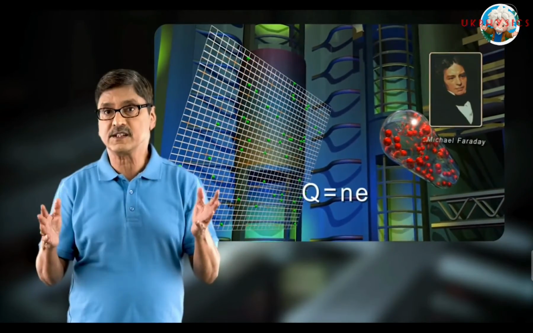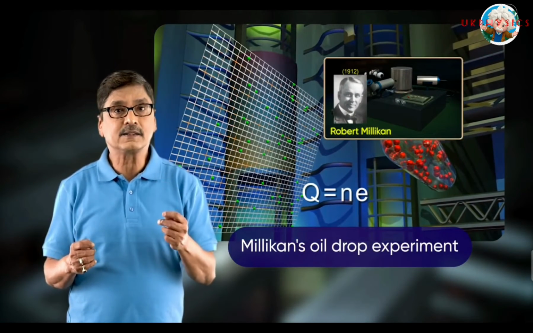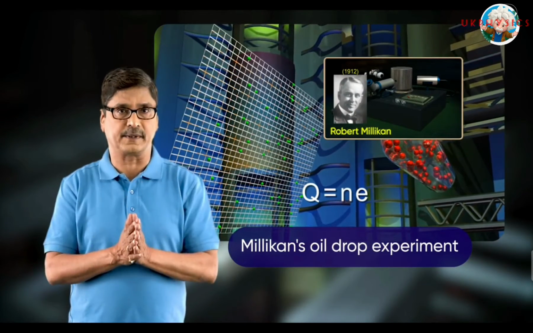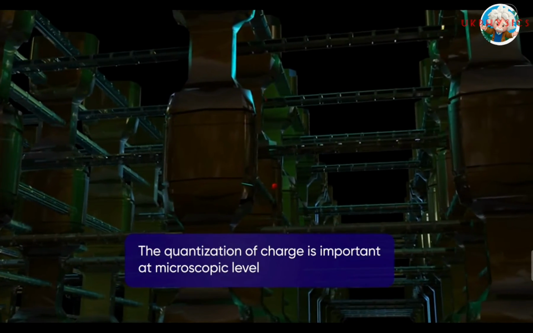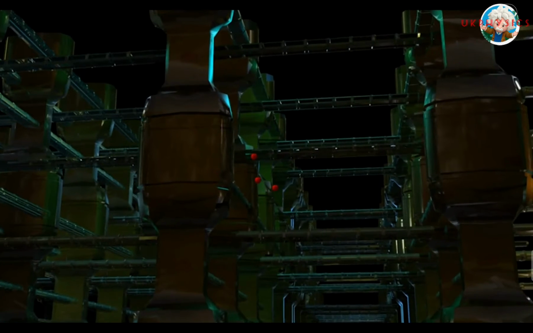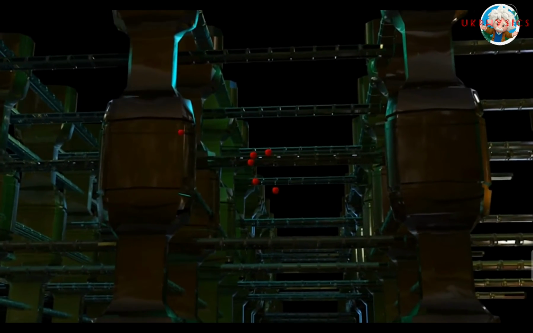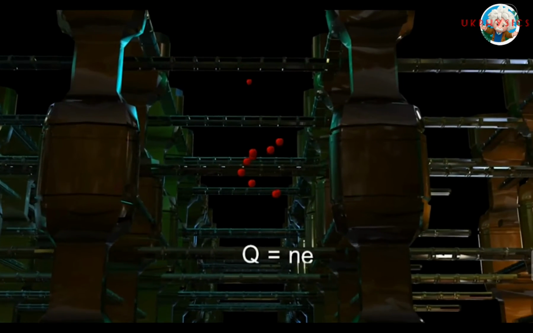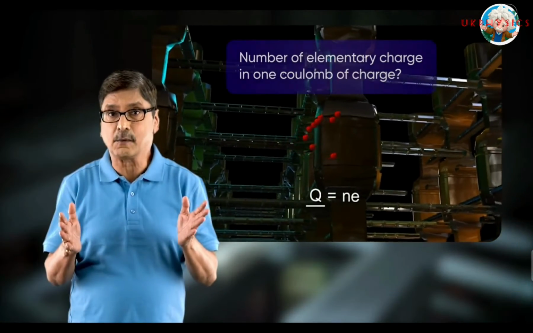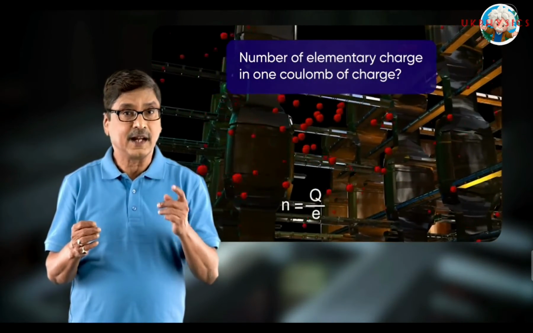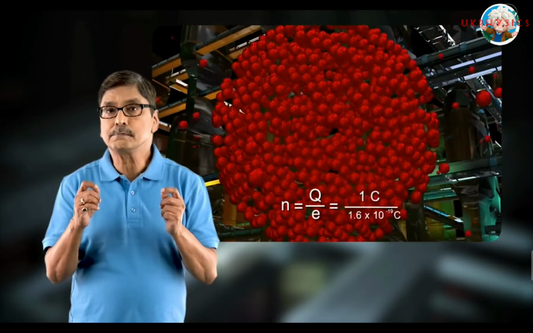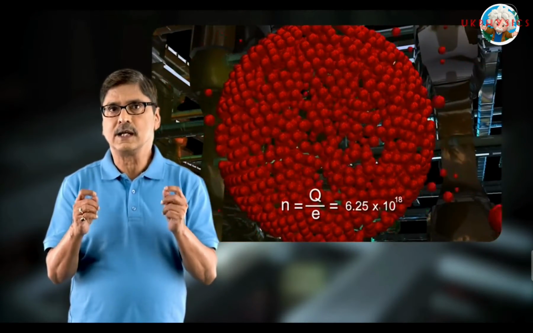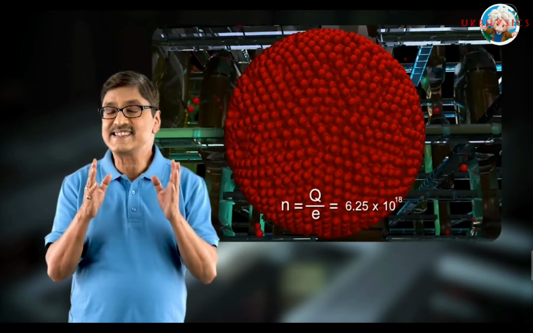The fact was first suggested by Faraday and established by Millikan's oil drop experiment. The quantization of a charge is important at a microscopic level, where the charges are of the order of a few tens or hundreds of e. Can you guess how many elementary charges are present in 1 coulomb of charge? It is 6.25 × 10^18.